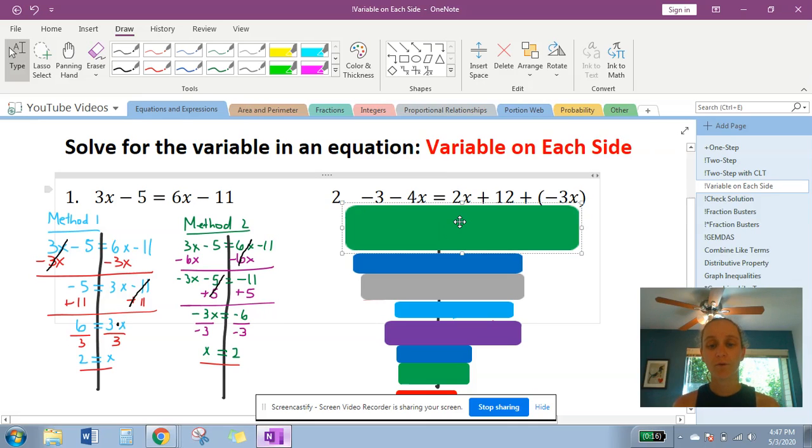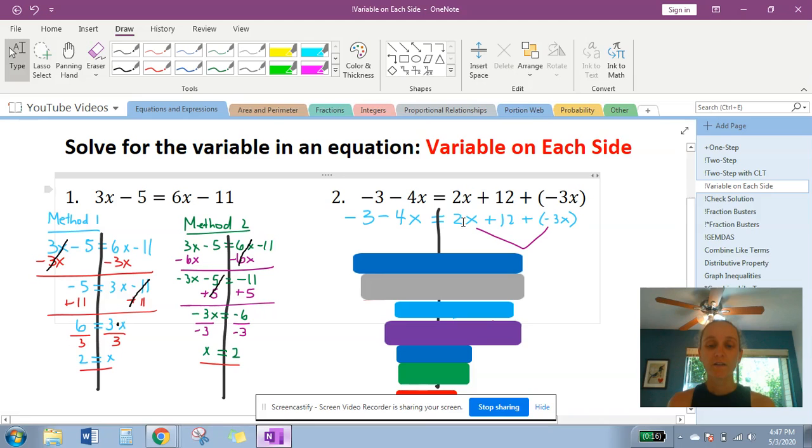Okay, so for the second problem, the first thing I always like to see is, can I combine like terms at all? So here I can see that I have a 2x and a negative 3x. These are like terms because they're both x's, so I'm going to combine them. So 2x minus 3x is going to give me negative x, and I just bring everything else down. And now this just looks like number one.